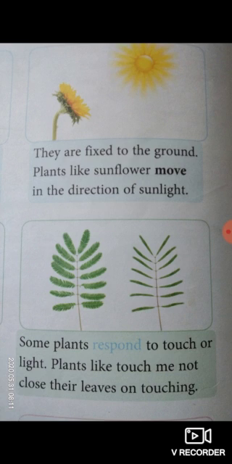Okay, do plants move from one place to another place? No, plants do not move from one place to another place, but they are fixed to the ground. For example, the sunflower plant moves in the direction of sunlight. From this we can observe the movement of the flower in the sunflower plant.